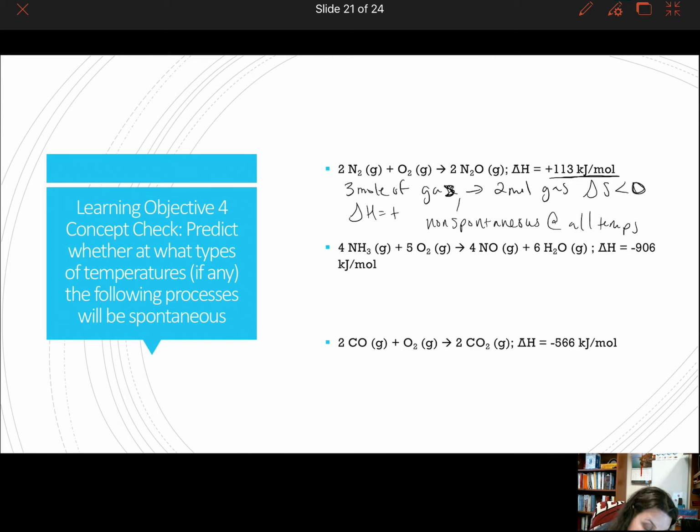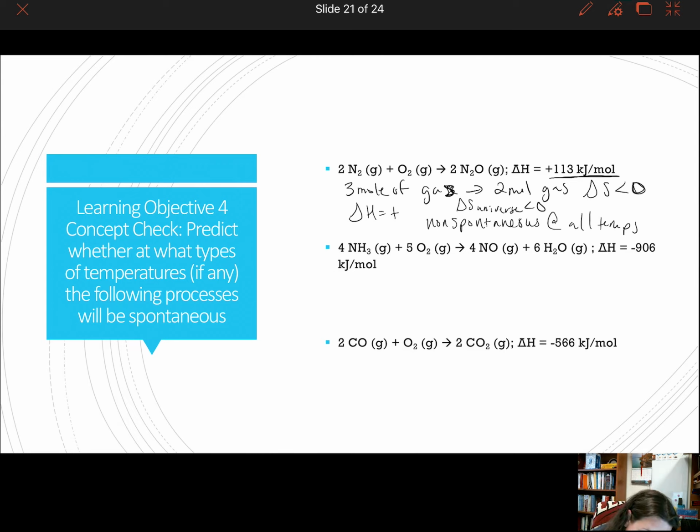So our delta S of our universe is less than 0. So if we have a positive delta H, we can't increase the disorder of our surroundings. If we have less disorder in our reaction, then our system will have less disorder, and we'll have a negative delta S. So overall, this gives us a negative delta S of the universe, which is less than 0. Okay, next one.